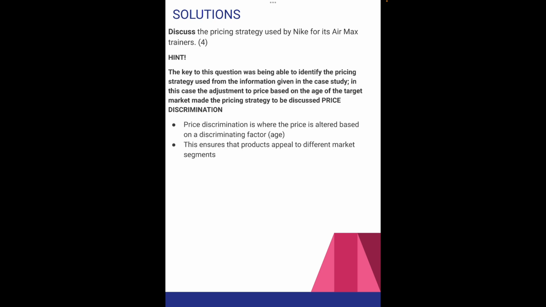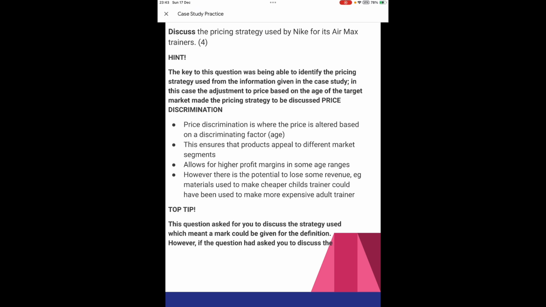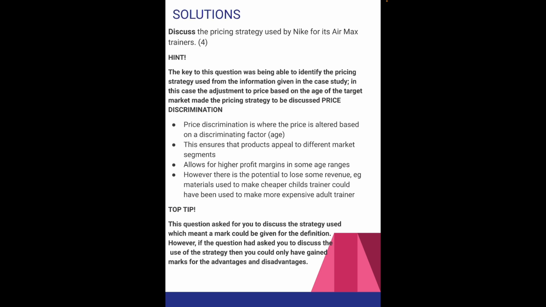The second point is that it ensures it appeals to different market segments. It allows for higher profit margins in some age ranges. However, there is the potential to lose some revenue, and I've just given the little example here about the fact that the materials used to make the cheaper child's trainers could have been used to make the more expensive adult ones. And again, just that final top tip, that because the question was asking you to discuss the strategy, it meant you could be given a mark for the definition.